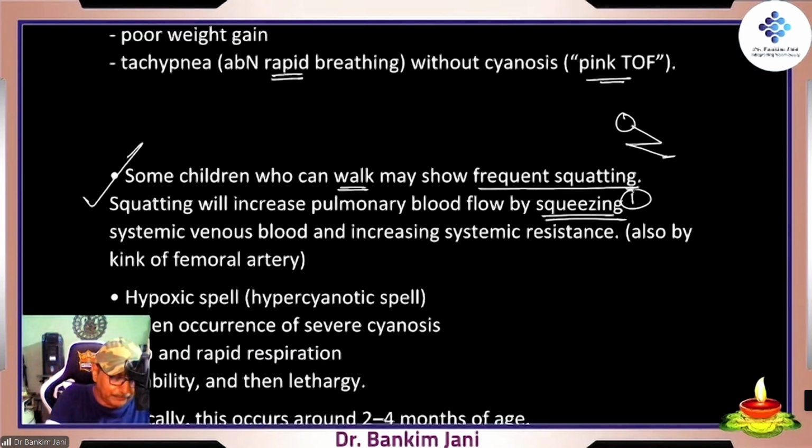Again, this is a very typical question, a question of Viva. And in Viva, in first year, if anyone asks you this question, then tap yourself on the back. Teacher has got no other option but to ask you this. In tetralogy of Fallot, can you say why the child will go into frequent squatting? The first reason is that there would be increased pulmonary blood flow, because the venous system is contracting.